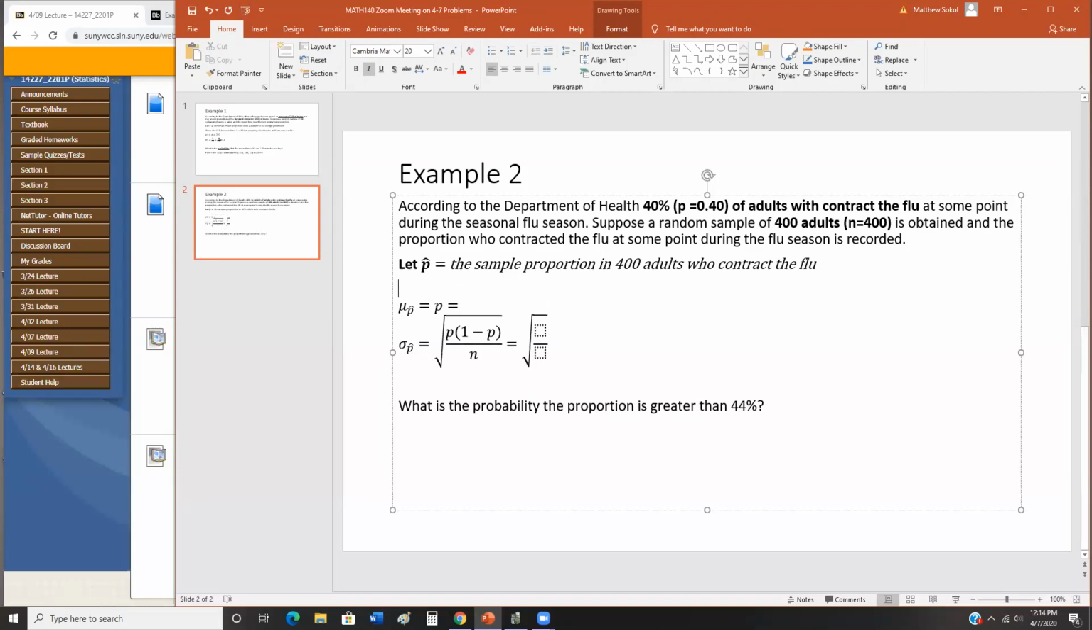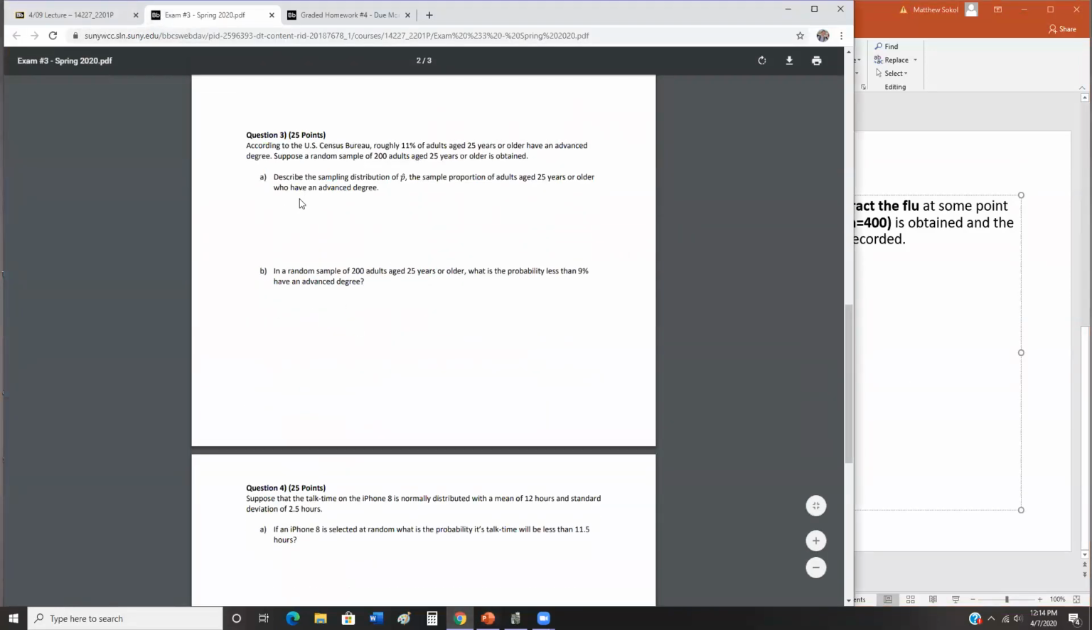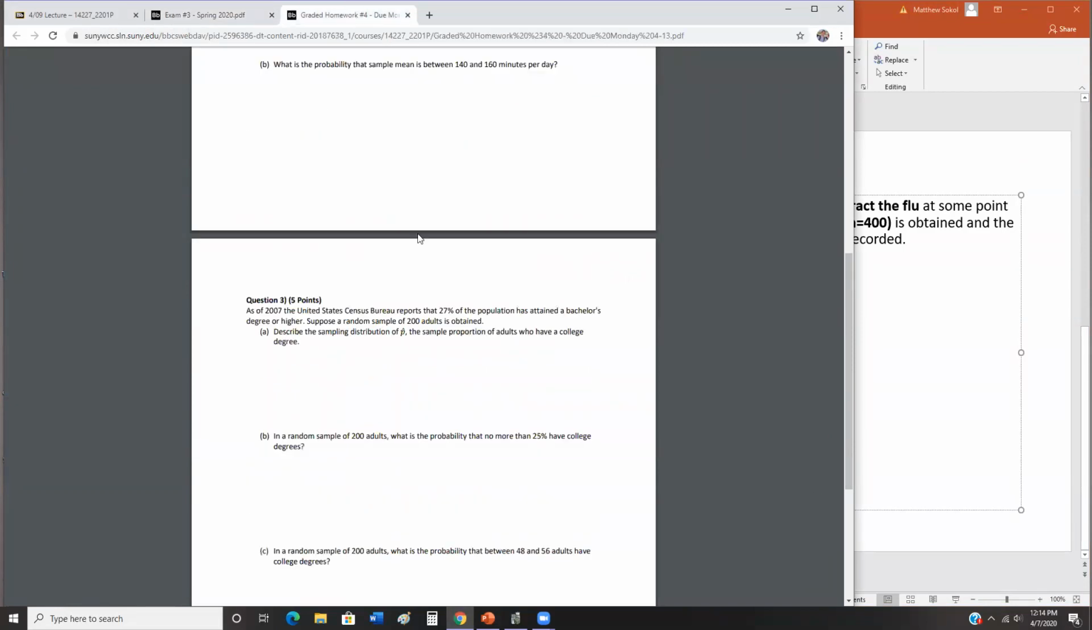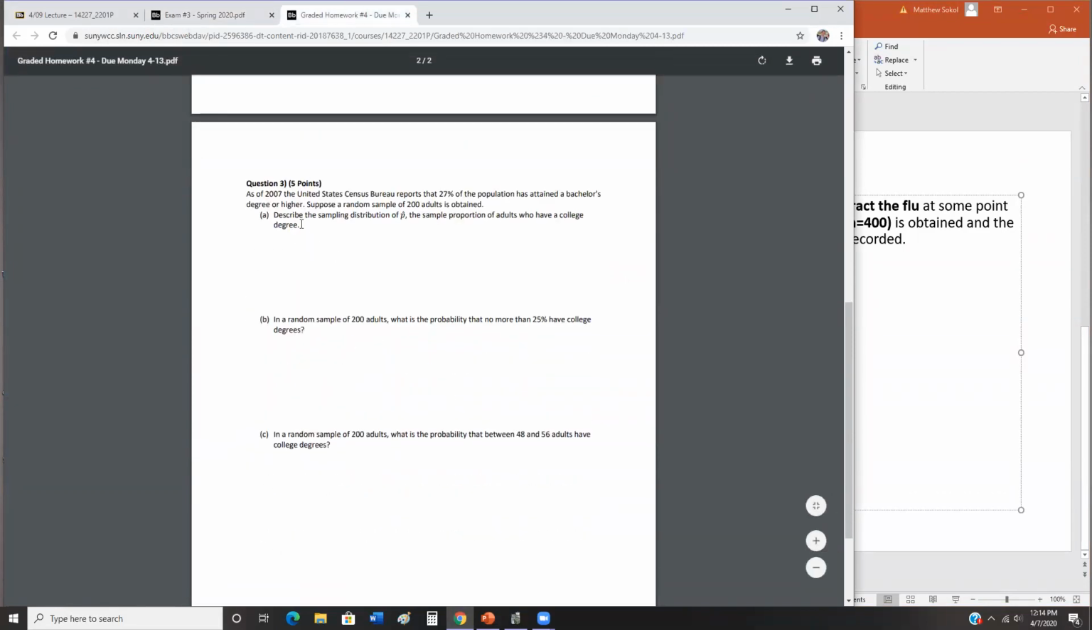What we know, and this is because the sample size is large, okay? And let me just pause for a second. What I'm doing here in this example is a lot like on your homework, question 3, part A, where it says describe the sampling distribution. Okay, this is a lot like this question here.